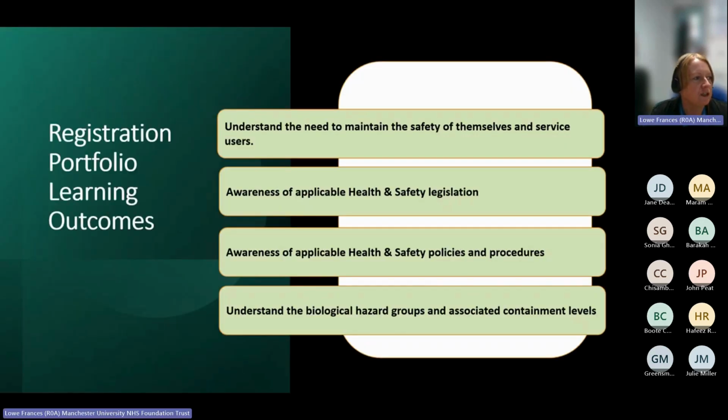So the registration portfolio learning outcomes are to understand the need to maintain the safety of themselves and service users, awareness of the applicable health and safety legislation, awareness of the applicable health and safety policies and procedures, and to understand the biological hazard groups and associated containment levels. So as with all modules of the IBMS registration portfolio, these are the learning outcomes that your coursework must cover.